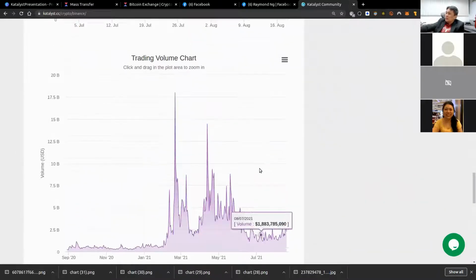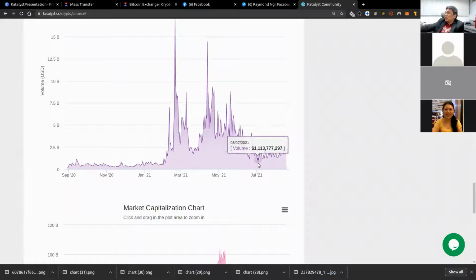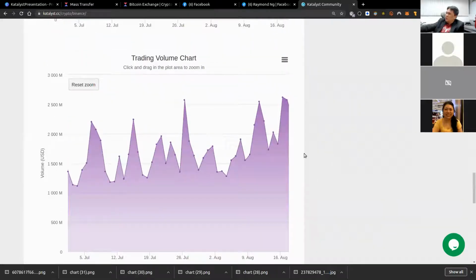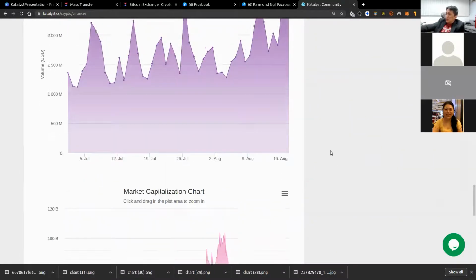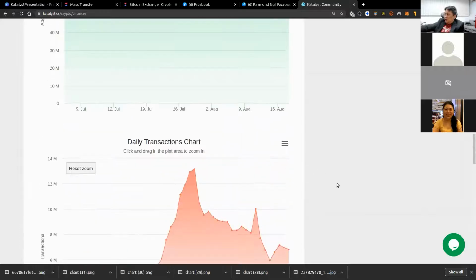This is the trading volume. Trading volume, nothing special. It is basically up and down, but around the same region. Market cap we don't need to see. Market cap is just a reflection of the price.